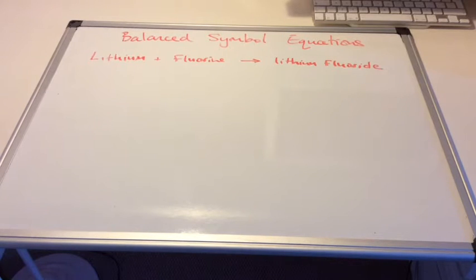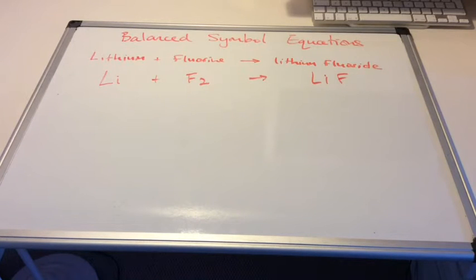So we'll take this to the next level now. We'll look at balanced symbol equations. You can see on the board I've got the first of those 4 word equations that we wrote before. Lithium plus fluorine making the ionic compound lithium fluoride. What we're going to do now is write the chemical symbols underneath each of those substances. So there it is, Li plus F2 making LiF. Now there's a problem with this equation, and that is it's not balanced.